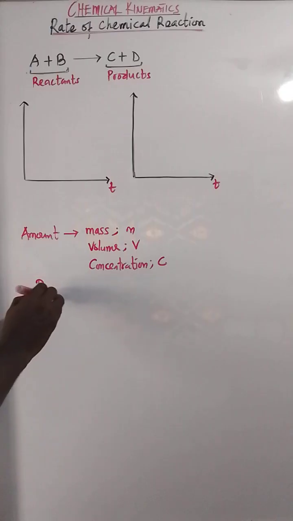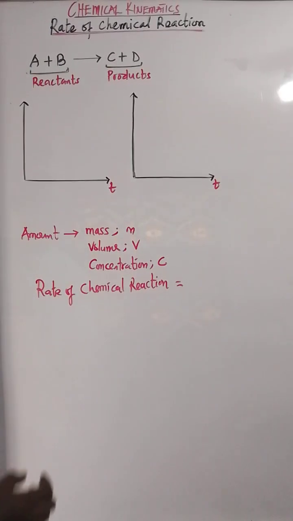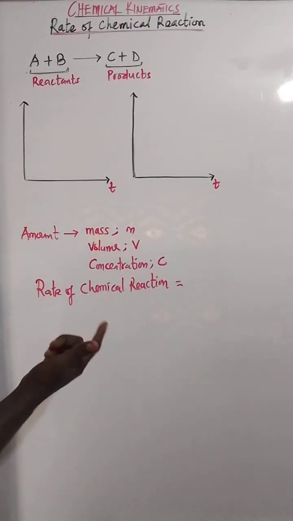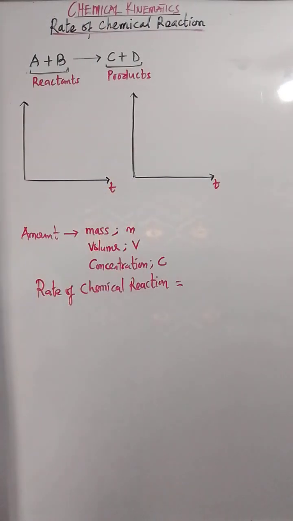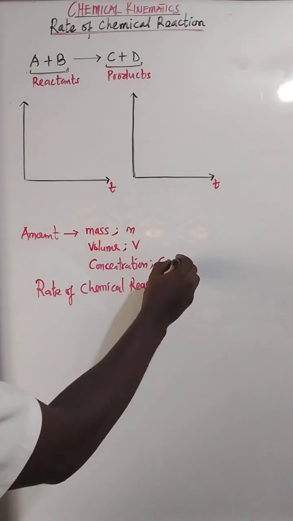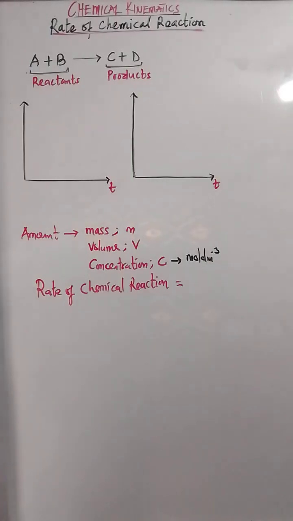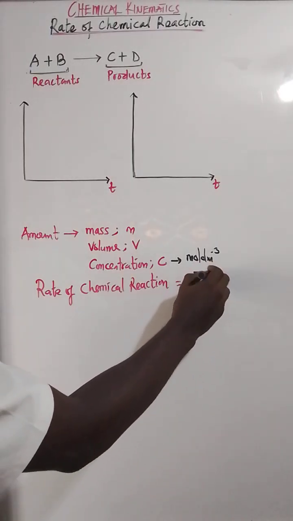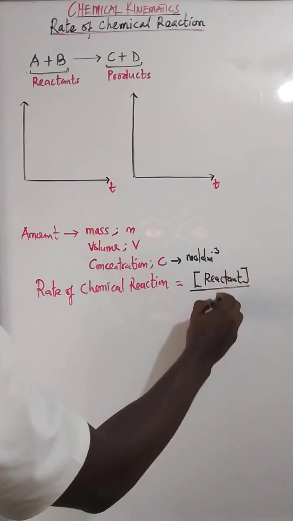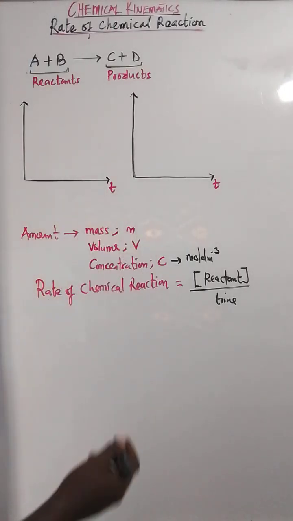So the rate of chemical reaction mathematically can be expressed as what? The rate at which the mass of the reactant decreases, or the rate at which the mass of the product increases. If it's a gas, volume, but most times we use concentration. Most times to express rates we use concentration. So we can say the rate at which the concentration of the reactant decreases per time. If it's product, it will increase. So product increases, reactant decreases.